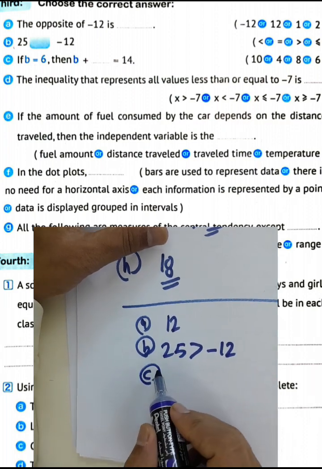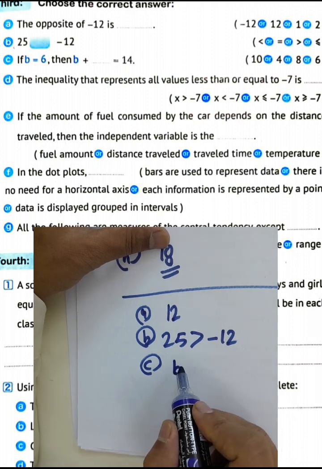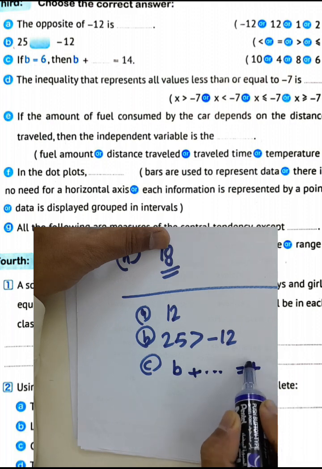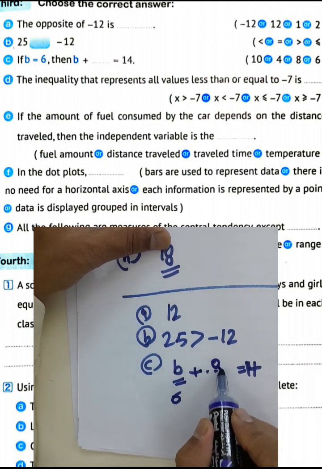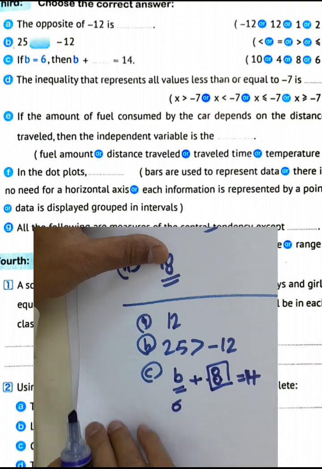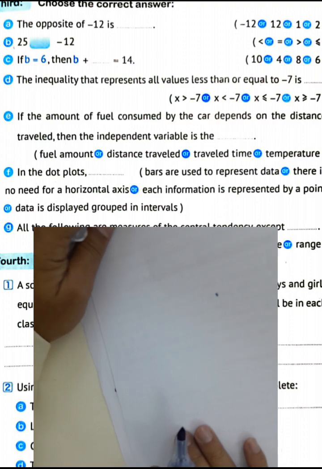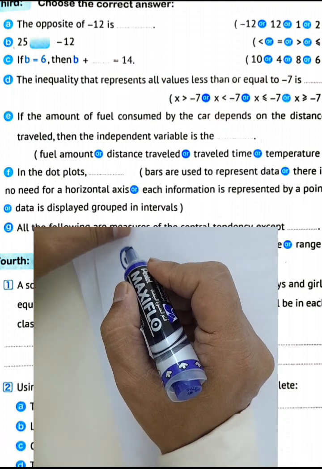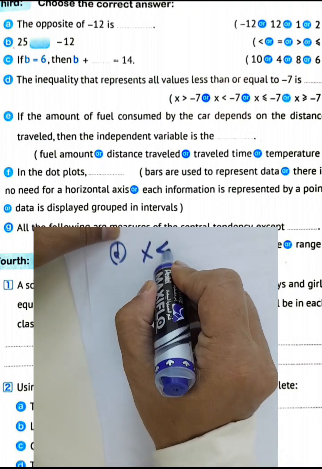Letter C. If B equals 6, then B plus space equals 14. We know in the example B equals 6, then 6 plus 8 equals 14. Write 8 in the space. Okay, question letter D. The inequality that represents all values less than or equal to negative 7: x less than or equal to negative 7.